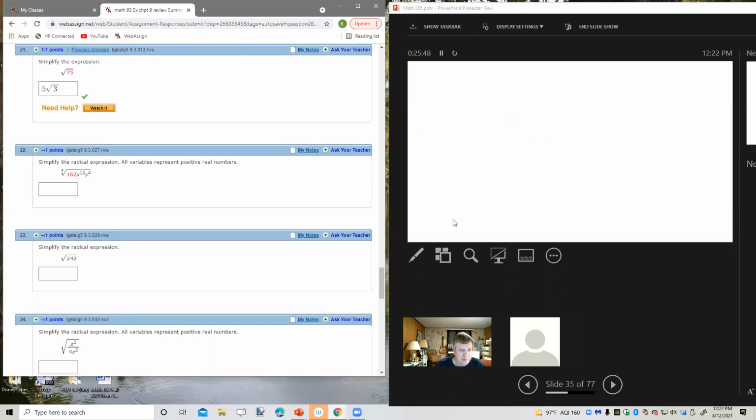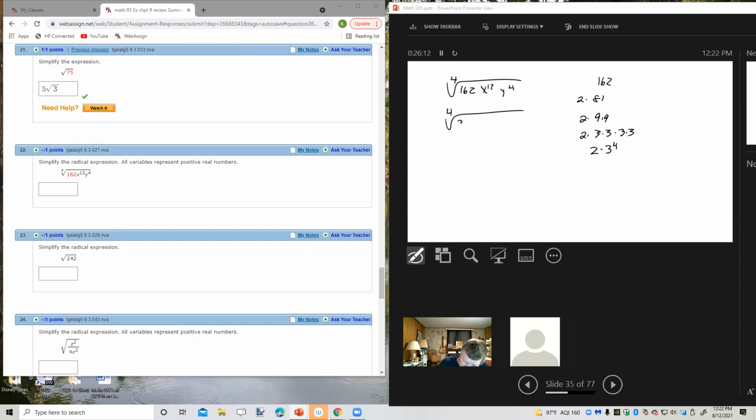Simplify the radical expression. All variables represent positive real numbers. That means we don't need to worry about absolute value bars. 162 is 81 times 2, which is 2 times 9 times 9, which is 2 times 3 times 3 times 3 times 3, which is 2 times 3 to the 4th power. So this is 3 times, not 3, 2 times. Slow down. I was getting in a hurry and then I start making mistakes. I'll bet you know about that, don't you? So this is 2 times 3 to the 4th times x to the 12th times y to the 4th.